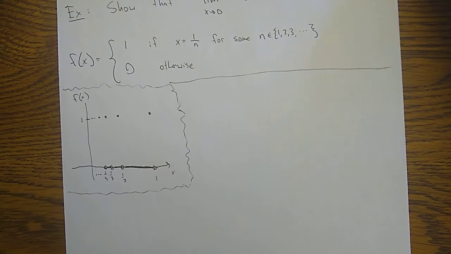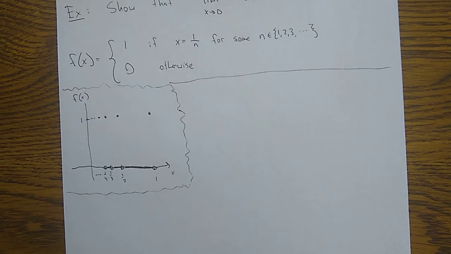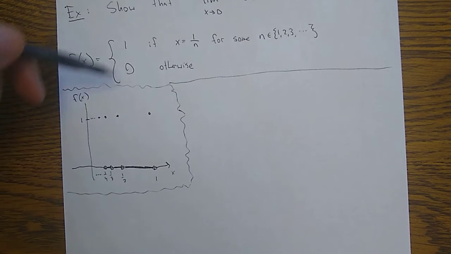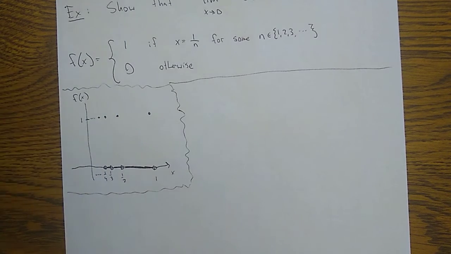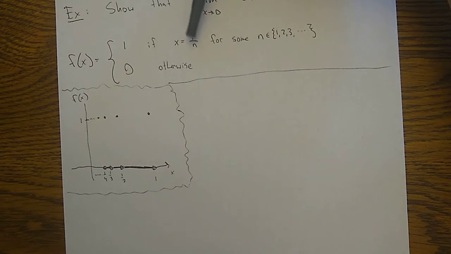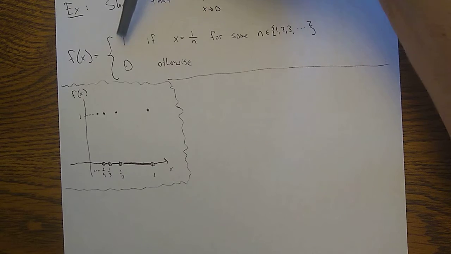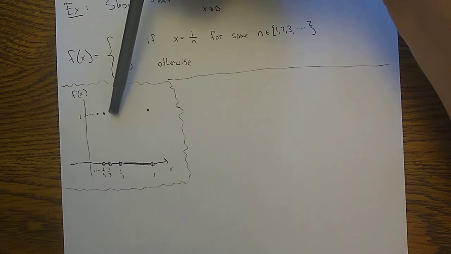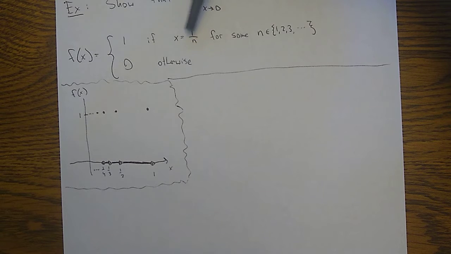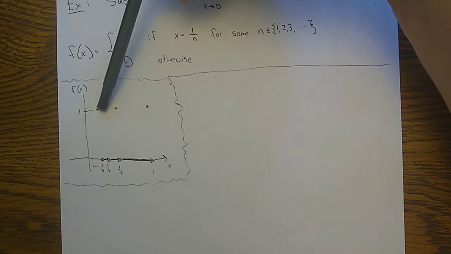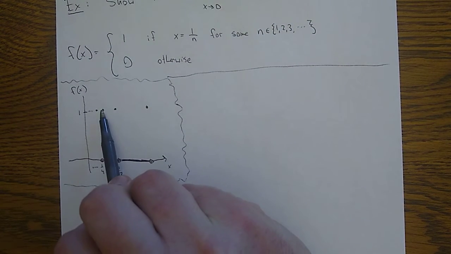So just so we all understand the function, I tried to draw a graph. It's a bit hard to draw the full graph, as I'll explain, but for example, f of 1 is 1 because that's one of these numbers, right? If n is 1, then x is 1 over a positive integer. It's 1 over 1, so f of x should be 1. F of a half is also 1 because a half is 1 over a positive integer. F of a third is also 1. So that's why we have these points up here.